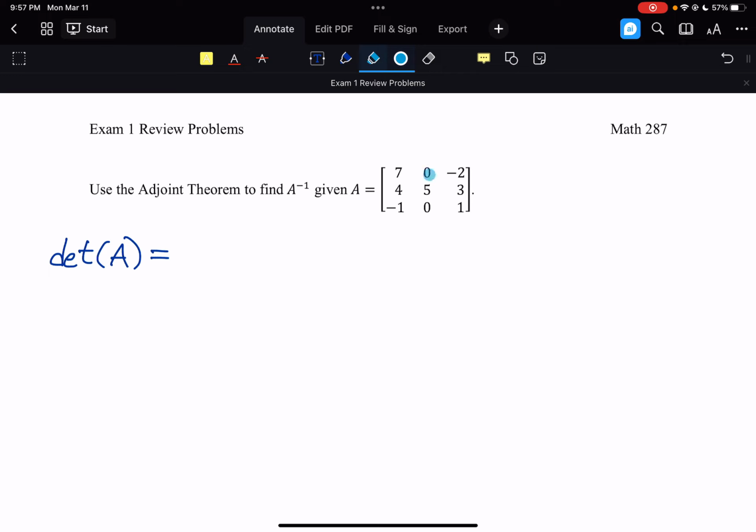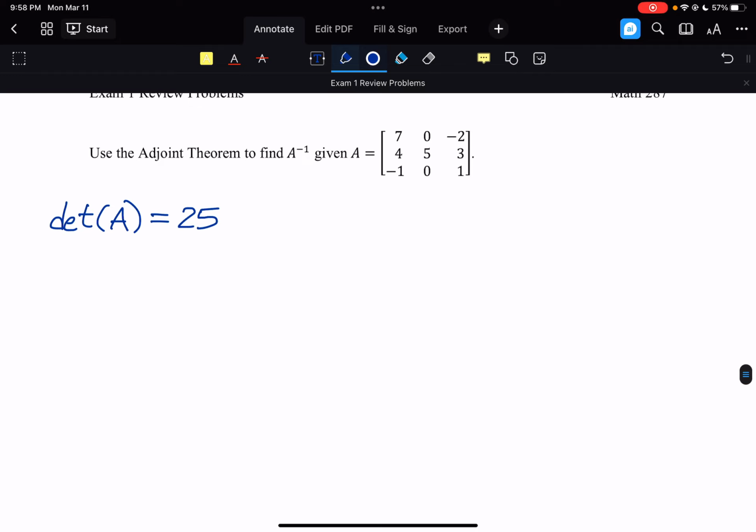A cofactor expansion wouldn't be too bad because you would have this column with 2 zeros in it, so you could just use the 5 and do cofactor expansion on the second column. Or because it's a 3 by 3, we could use the arrow method and go through the diagonals there. But either way, however you prefer to do that, you should get a determinant of 25. So we're going to kind of tuck that away for later. We're going to need that at the end.